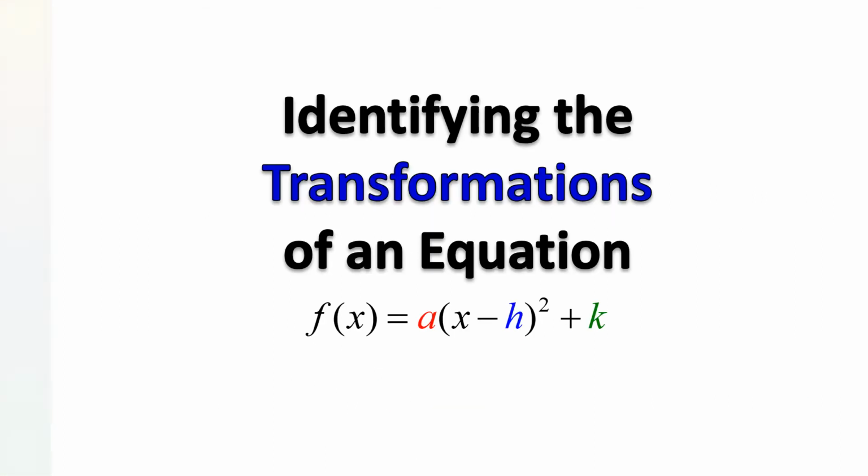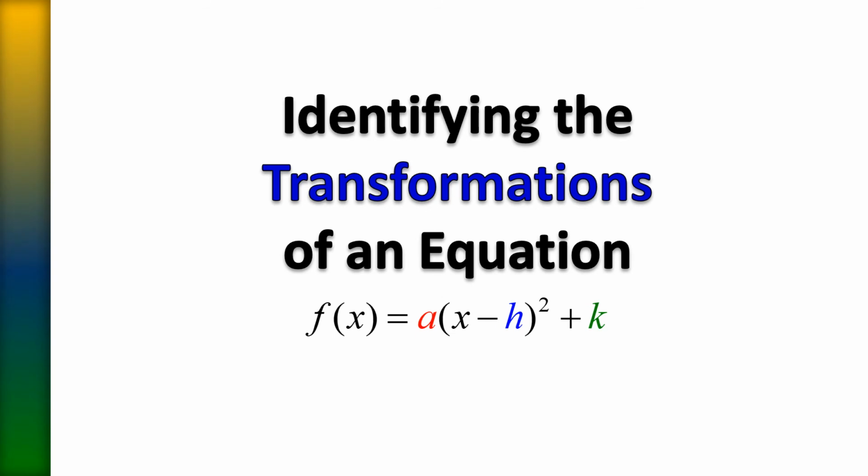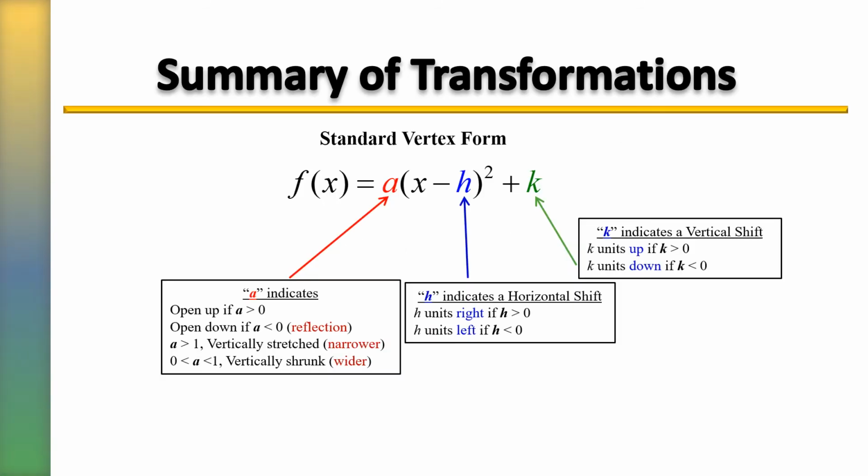Let's do some practice on identifying the transformations of an equation. So first of all, if the equation is in this form, if you have a number outside, then it is a vertical stretch or vertical compression. If that number is greater than 1, it is going to be a vertical stretch. If that number is a fraction, it is going to be a compression or shrinking. If it is a negative, it will be a reflection about the x-axis.